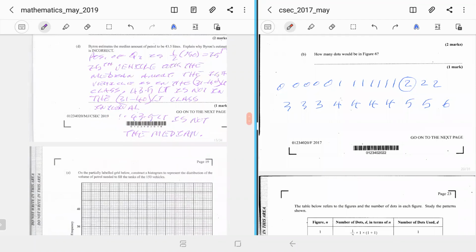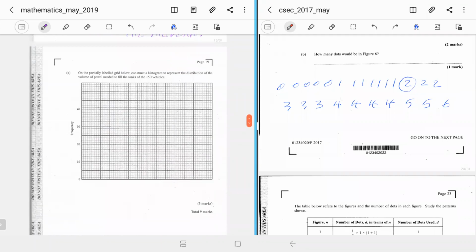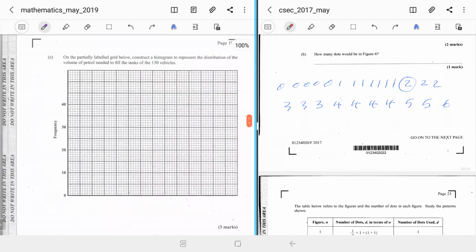All right. Let's look at the last part now. You have to sugar on it now, 3 marks for this. So let's start the graph. On the partially labeled grid below, construct a histogram to represent the distribution of petrol needed to fill the tank of one junk. So I want a histogram. Remember, the bars of the histogram go from boundary value to boundary value. You have to remember that.